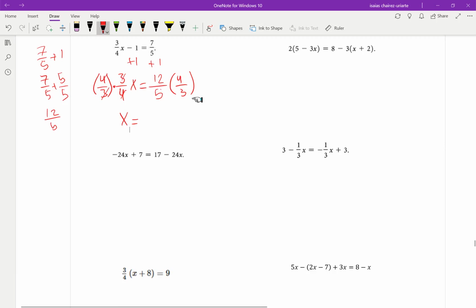How do I multiply fractions? I do not need a common denominator to multiply fractions. All I need to do is multiply straight across: 12 times 4, 5 times 3, and then simplify afterwards.